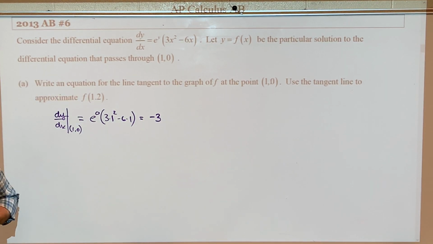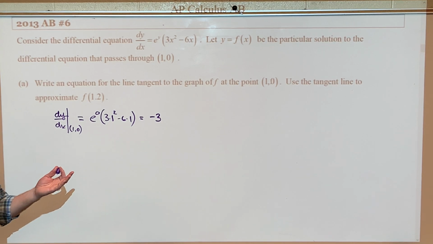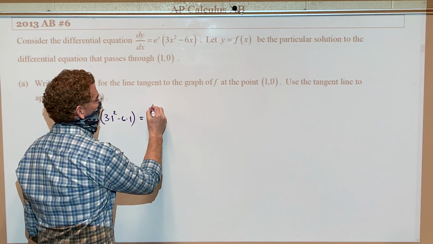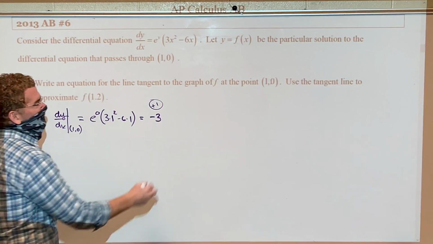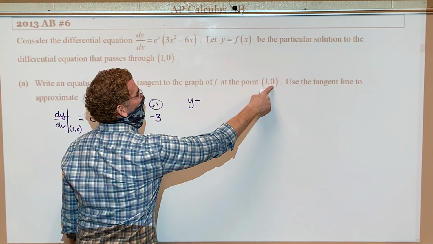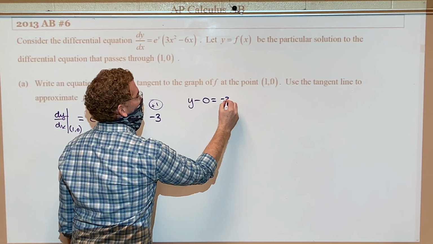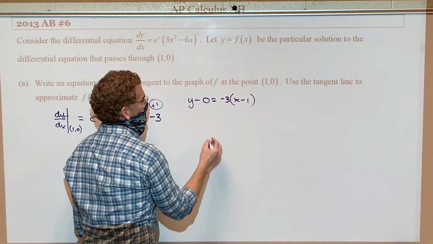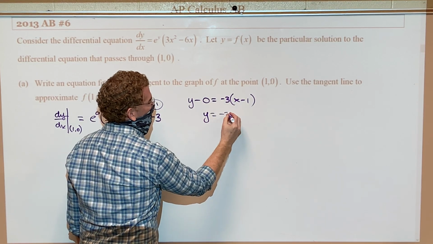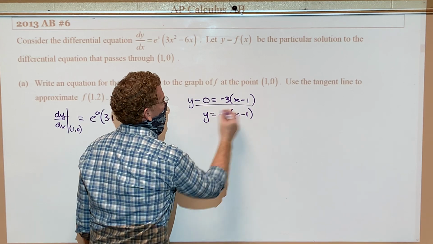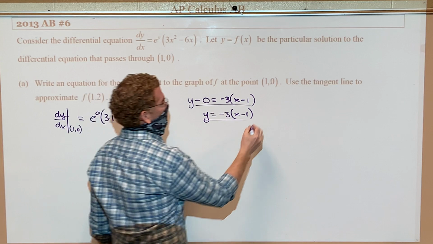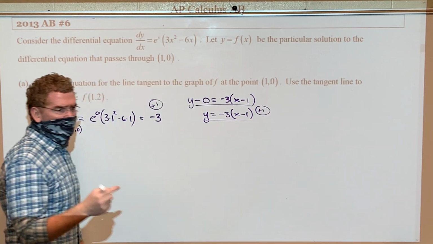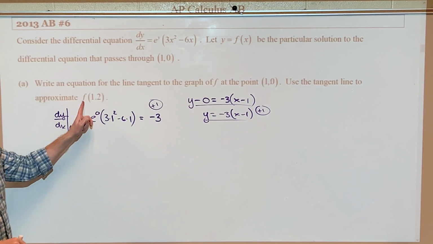So there's my slope. It says write an equation for a line, so you probably got a point for that, maybe, depending on how the rest of the problem goes. I'm going to say y minus the y coordinate, which is 0, equals slope times x minus the x coordinate. I certainly don't need to write y minus 0. I can just leave it like this, either one. You definitely are going to get a point for the equation of that line. And then it says use that tangent line to approximate f of that.